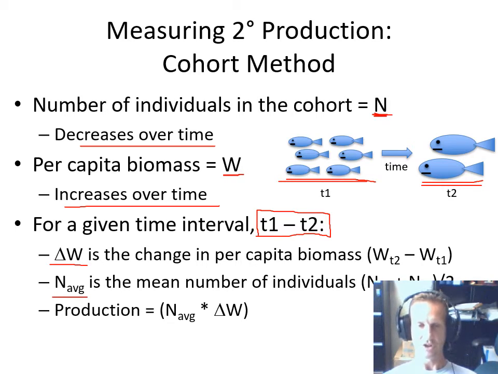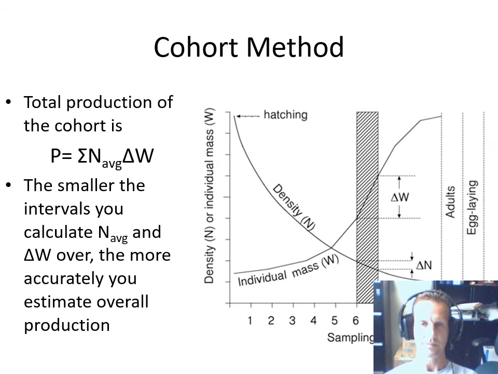And then your production during that interval of time, production, remember, being the change in heterotrophic biomass of a population over time, is the average number of individuals that were present during that interval of time times the average change in weight of an individual during that time. So you just multiply those two things together and it gets you your production. Basically how much fish meat was made in that chunk of time.